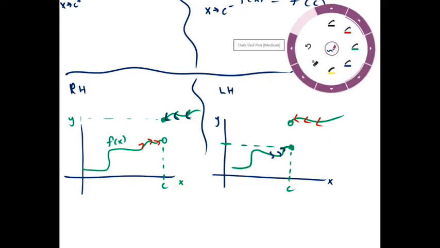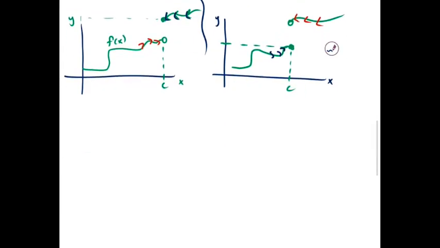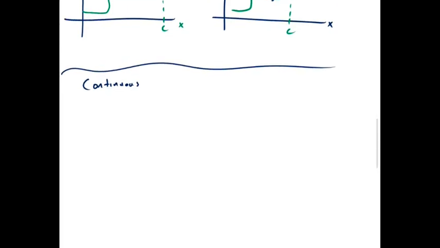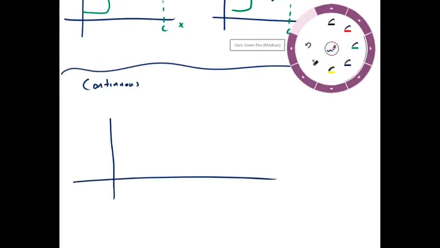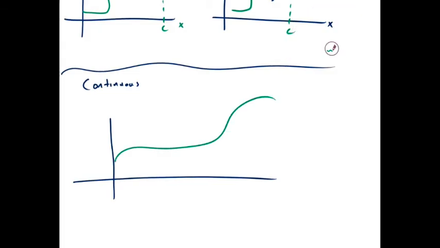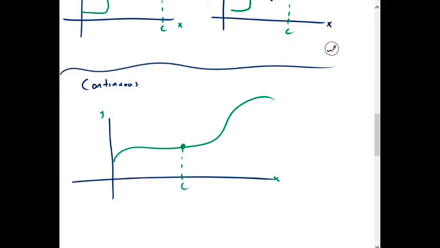Something that looks continuous on both sides will look like this. So here, coming from the left side, we approach f of c, and coming from the right side, we also approach f of c.